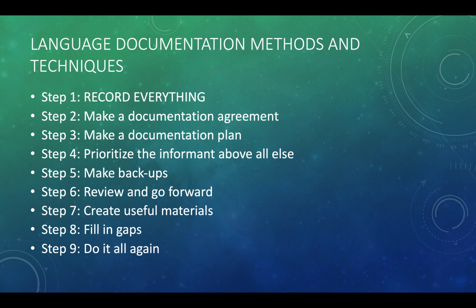Then you're going to make a plan. And those are those previous slides: what are we going to record? What is our goal? What words do we want to use? What are we looking for? You want to prioritize the informant above all else. Most likely they're going to be an elder person, and so they will get tired. They will get frustrated. They may be missing teeth and are unable to pronounce certain things. Just prioritize the informant above all else. The human who is speaking to you is much more important than the language that you are documenting.